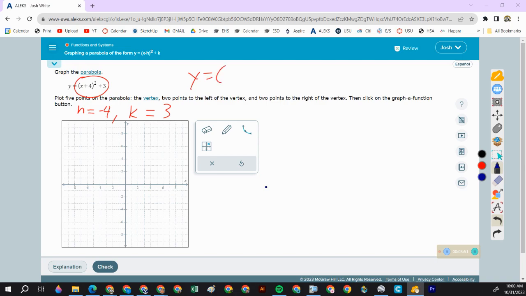So y equals x minus h squared plus k. The vertex of this parabola is either the minimum or the maximum. -4, 3, that's the vertex. And then what's the pattern? Over 1, up 1, over 2, up 4, left 1, up 1, left 2, up 4, and then I draw my parabola. If you plot your points and you draw your parabola and you get something that looks really weird, then you messed up. Okay?